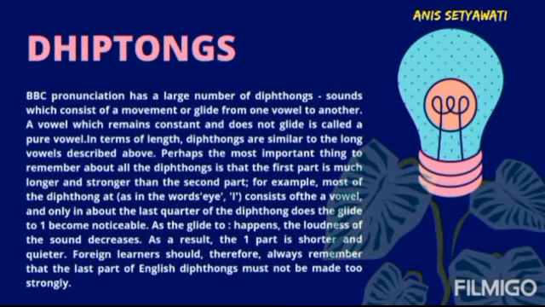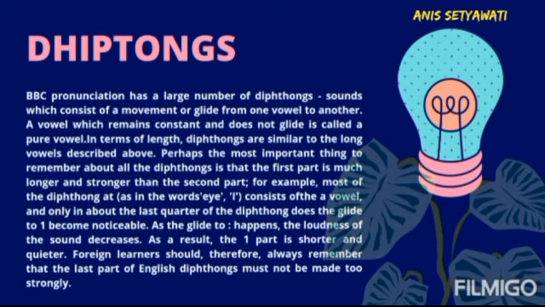Diphthongs. BBC pronunciation has a large number of diphthongs, sounds which consist of a movement or glide from one vowel to another. A vowel which remains constant and doesn't glide is called a pure vowel. In terms of length, diphthongs are similar to the long vowels described above. Perhaps the most important thing to remember about all the diphthongs is that the first part is much longer and stronger than the second part.